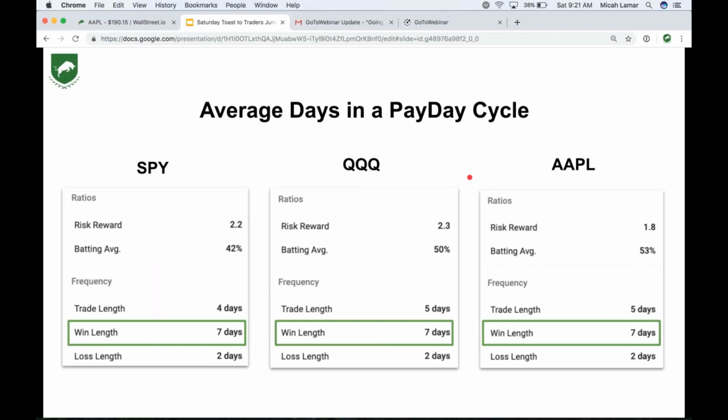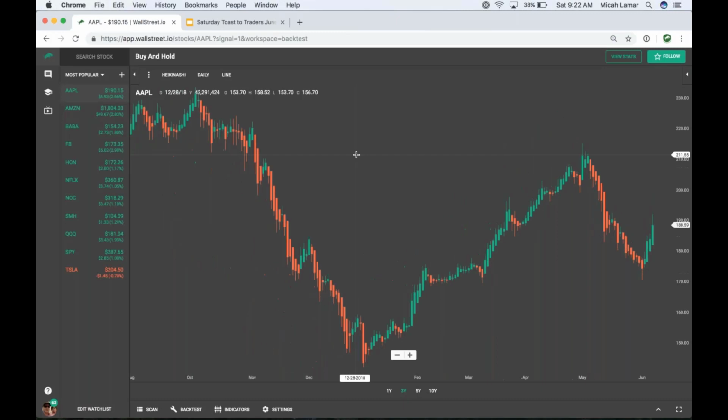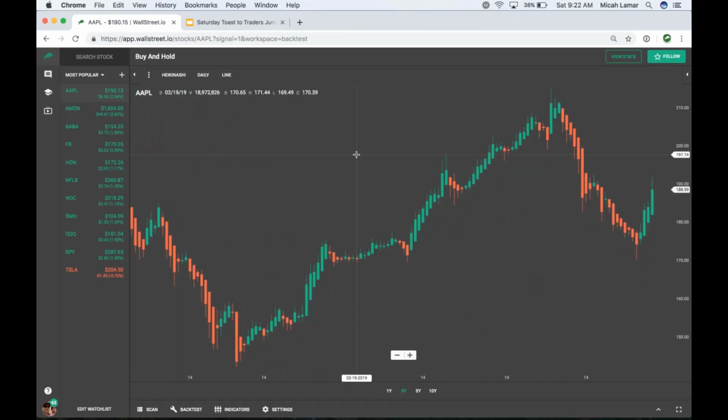All right, so average days in a payday cycle. Before we actually cover this, let's talk a little bit more about payday cycles. To do this, I'm actually going to jump over to Wall Street AO, and we're going to look at a live chart. I got my dark screen up. I hope that's cool. I like the dark screen. This is Wall Street AO. This is the platform that we use.